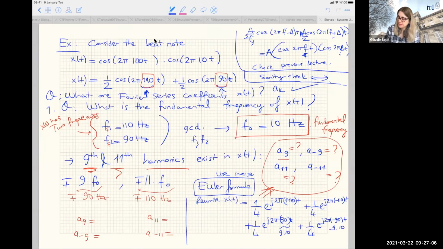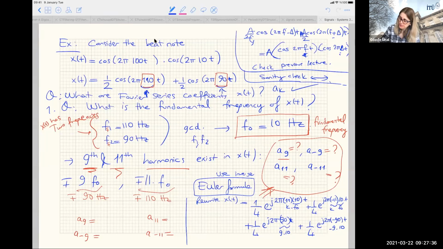You see what I'm writing, right? This is really 11 times... Maybe I should have written it exactly like that from the beginning. It may be easier to understand. 2 pi 11 times 10 times t. This is f0. This is k. It's 1 over 4 e to the j 2 pi minus 11 times 10 times t. Again, f0 and k. You guys see it now, right?